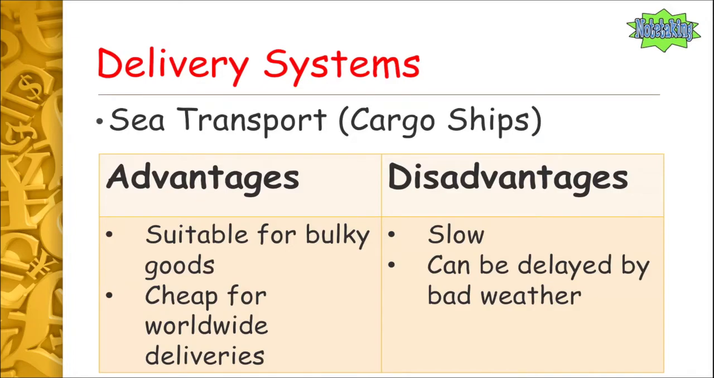For sea transport, which are your large cargo ships, these are fantastic for carrying large bulky goods. They're also very cheap for worldwide deliveries, as large cargo ships can contain hundreds upon hundreds of containers, which means the cost is spread out across lots and lots of different goods. However, it can be painfully slow. For example, it can take up to 3 or 4 weeks for a cargo ship to get from Ireland to America, or it can take 5 or 6 weeks for a cargo ship to come from China to Ireland. They can also be delayed by bad weather as well.